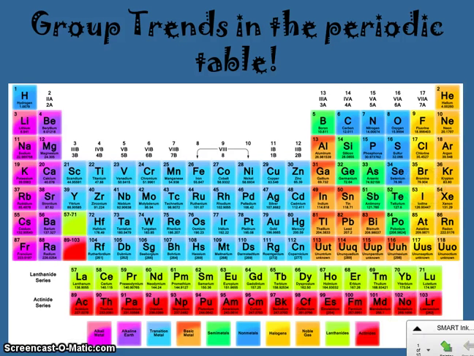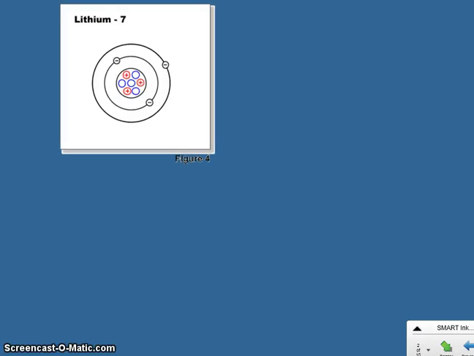We're going to start off with the group all the way over here on the left with hydrogen, lithium, sodium, potassium, rubidium, cesium, and francium. All right, these are called our alkali metals. And we're going to look at a couple of different Bohr diagrams. Here's lithium, one of the elements in that group. And how many valence electrons do you see that lithium has in this picture? Hopefully you said one. There's one electron in this outer shell here.